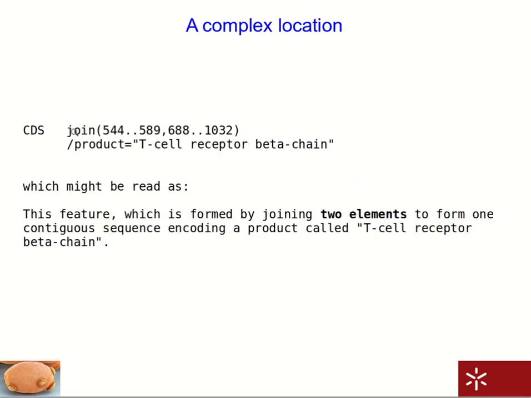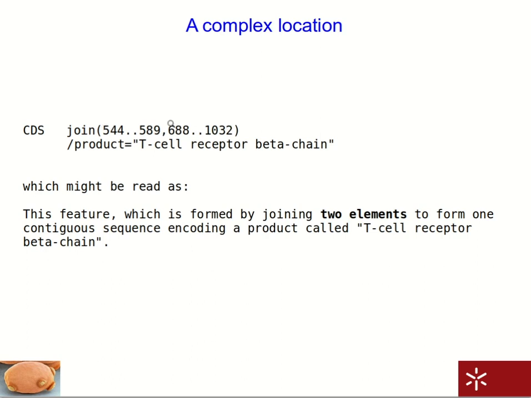The location of a feature doesn't necessarily have only a starting point and an end point. In this example here, we have two locations, from 544 to 589, and then 688 to 1032. There are roughly 100 nucleotides between them. And then we have the keyword join. So we might read that this coding sequence consists of this part of our sequence file together with that part. So we should put the two together.